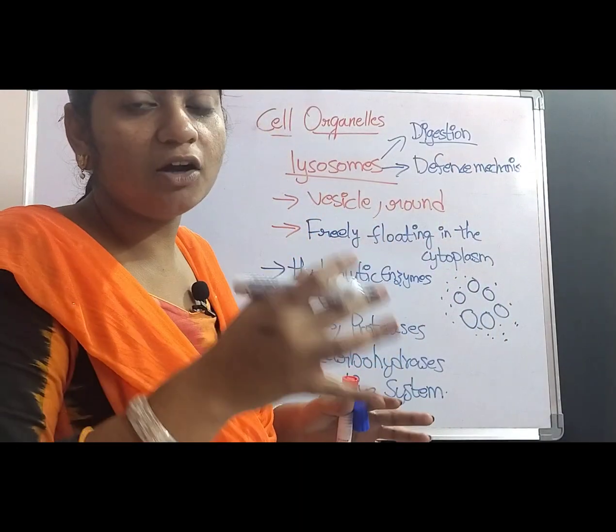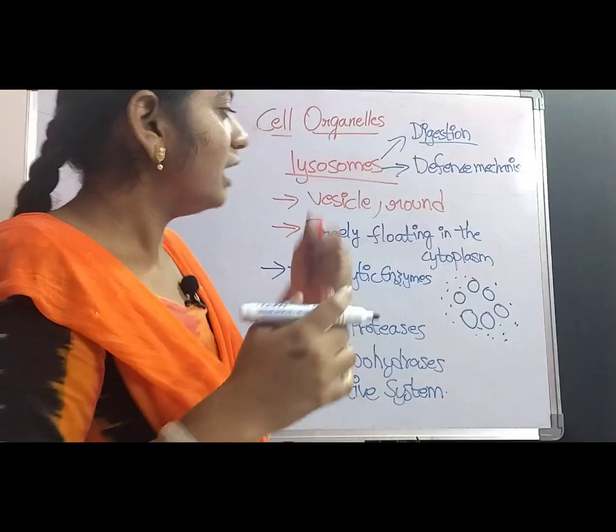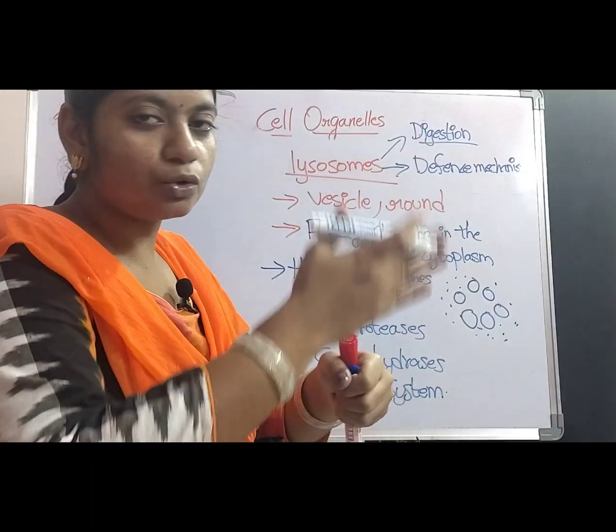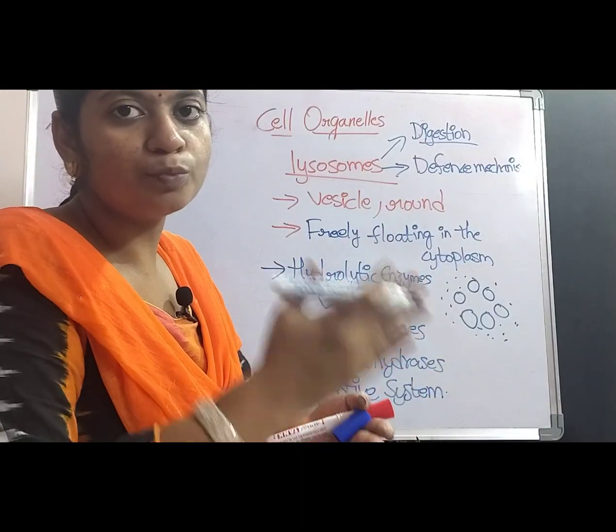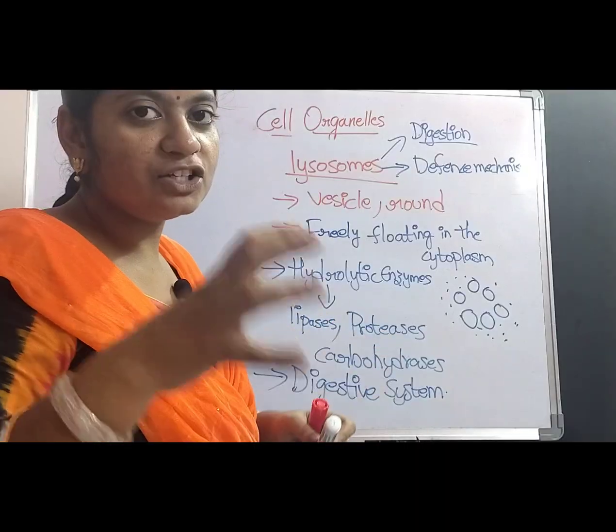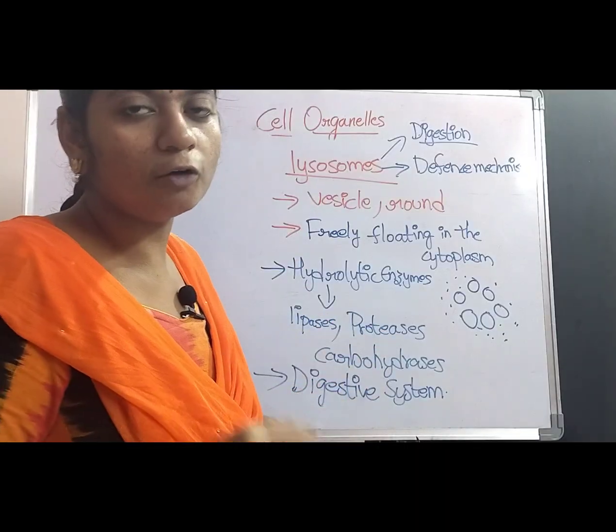So, if any bacteria or virus enters the eukaryotic cell, then these lysosomes break them into smaller pieces. And the digestion which takes place in the lysosomes is of two types.